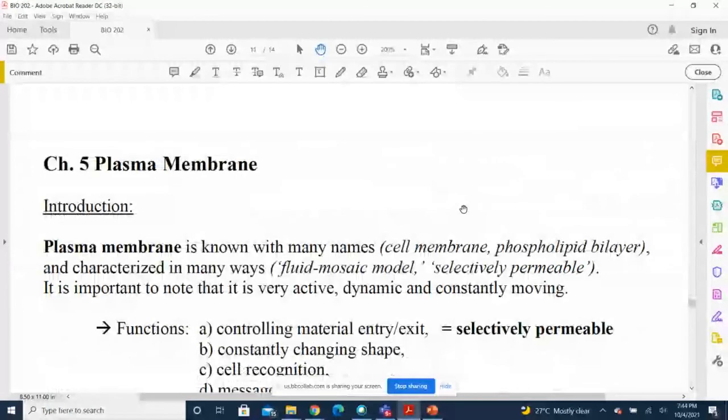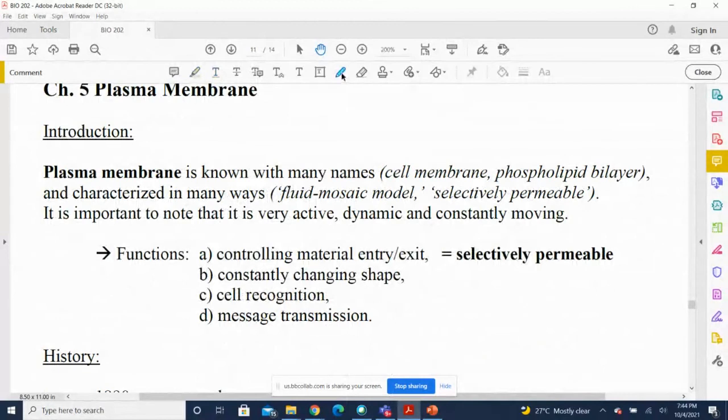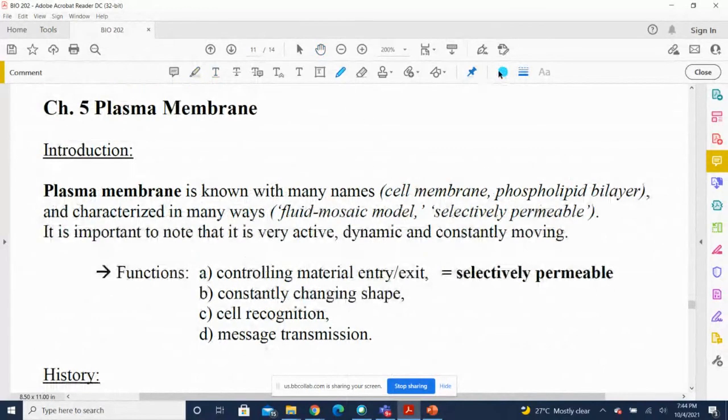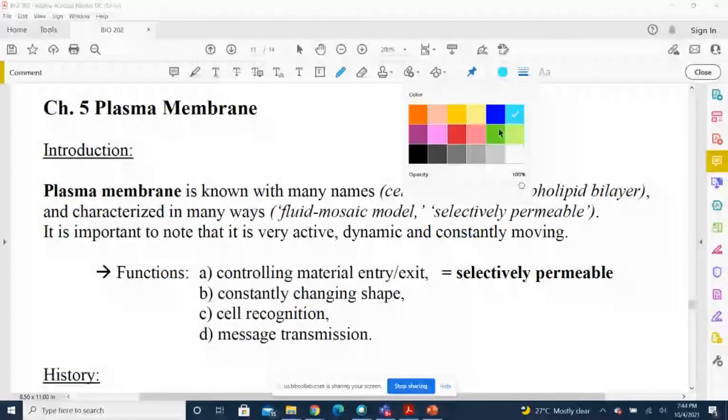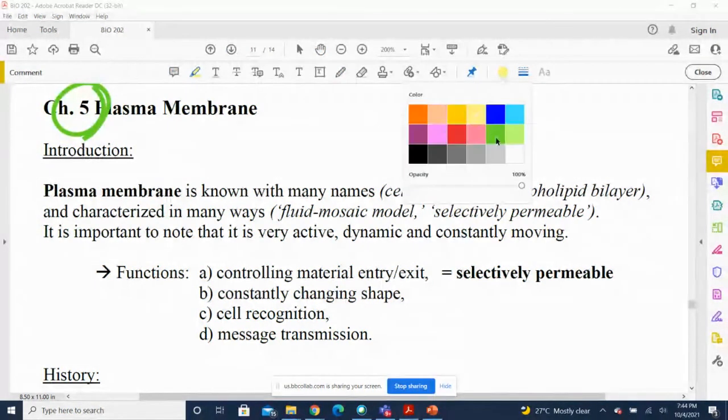What I'm going to do last, I'm going to discuss the plasma membrane just quickly. We're not going to spend huge amounts of time on that. So let's have a look at chapter 5. You remember I shared with you that now we're focusing a little bit more in detail on one of the structures that we discussed, and the structure is of course going to be the plasma membrane.